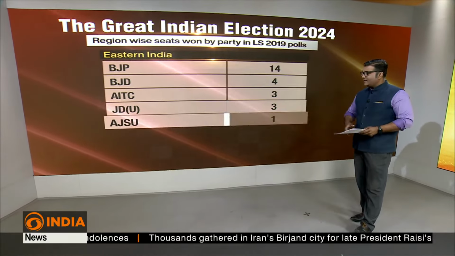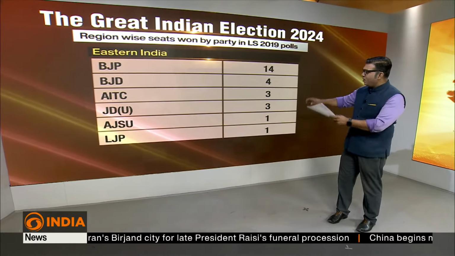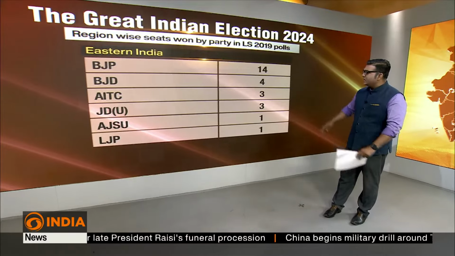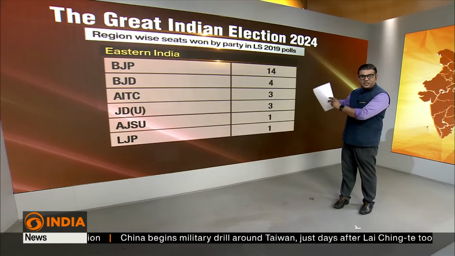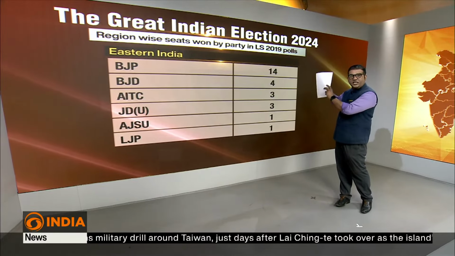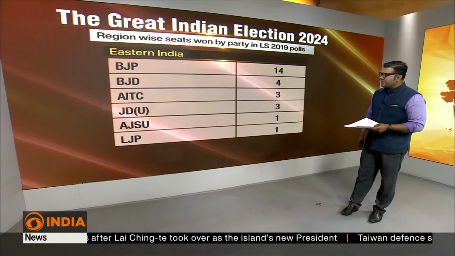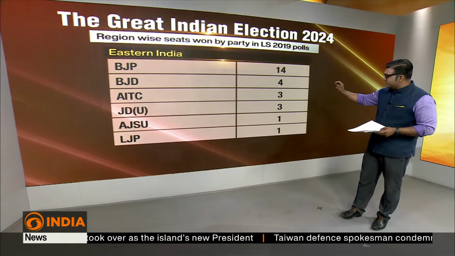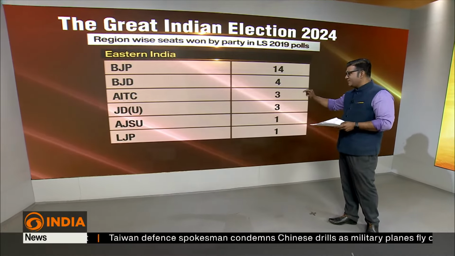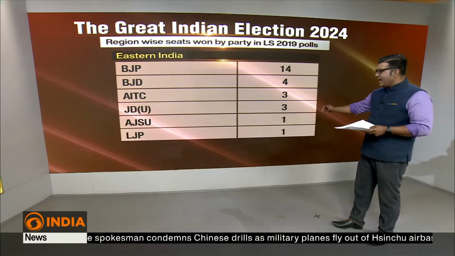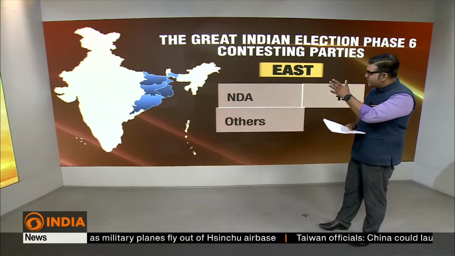A quick look at how election results from these 24 seats went in 2019. BJP getting a chunk of it. If you put the 58 seats in this phase, 40 are with the BJP. Of the 40, 14 are with the BJP in the eastern part. BJD with 4. Trinamool Congress, Mamata Banerjee, with 3. JDU, that's Nitish Kumar's party, having 3. AJSU and LJP picking 1 seat each. So that's how those 24 seats are.